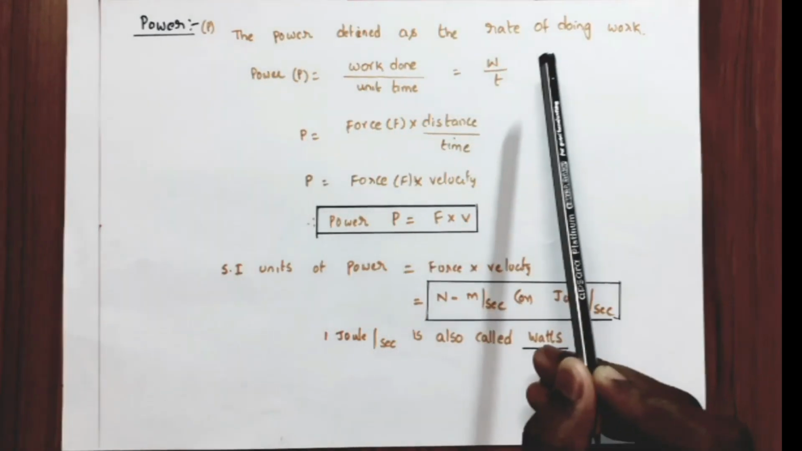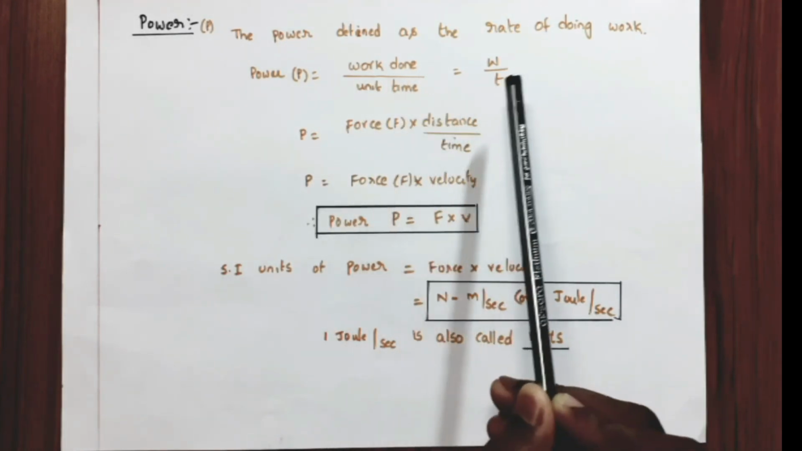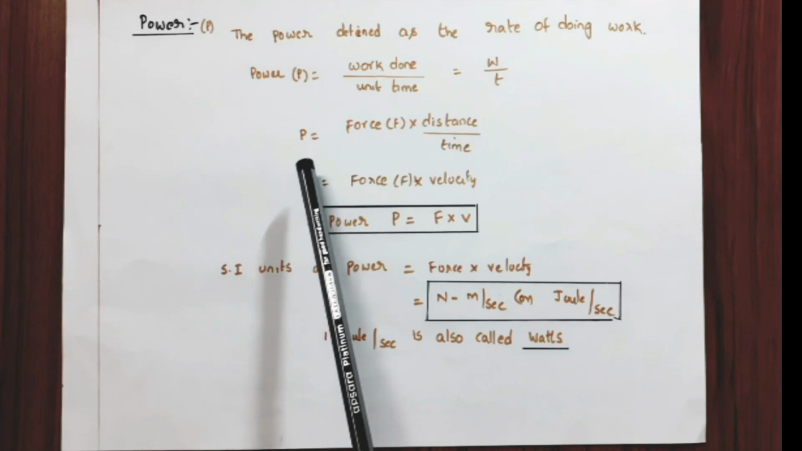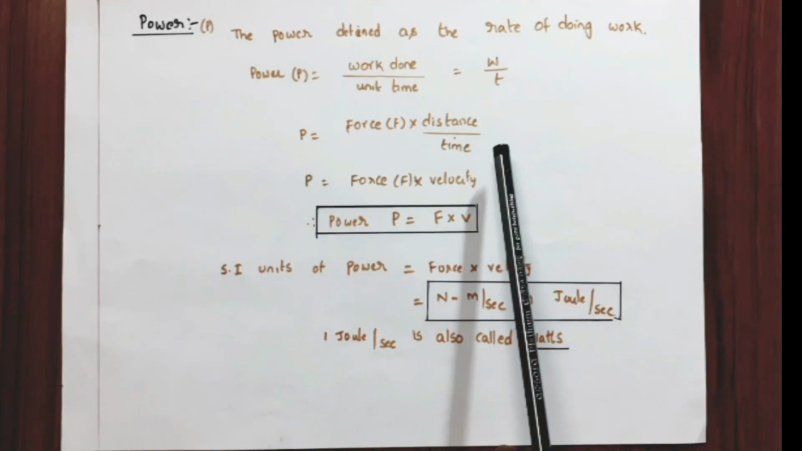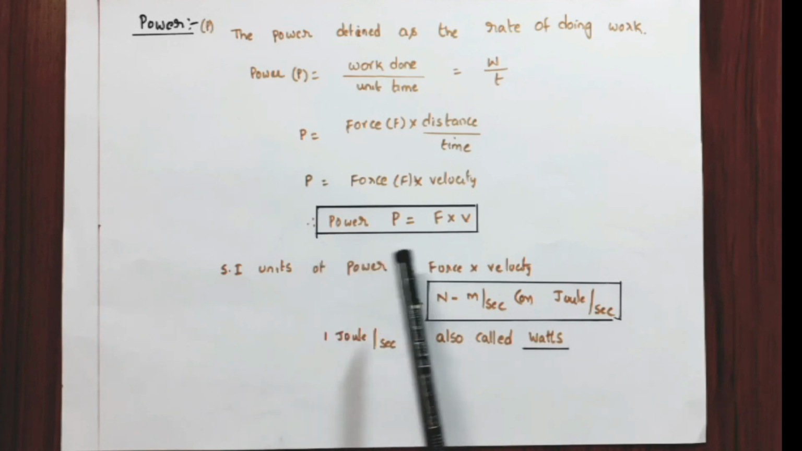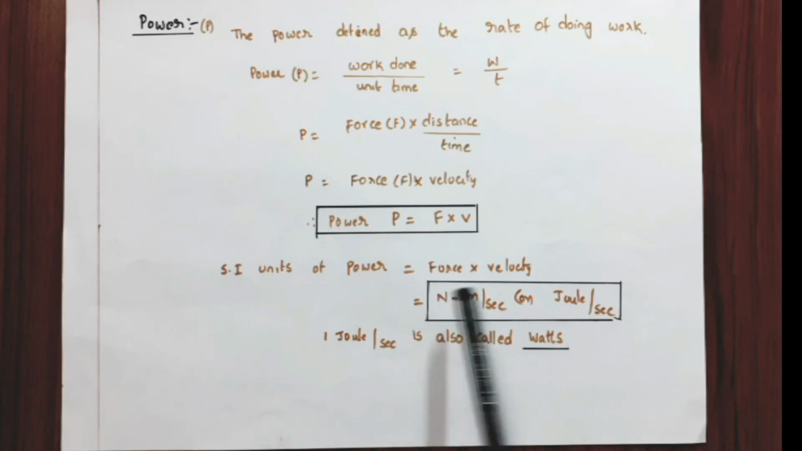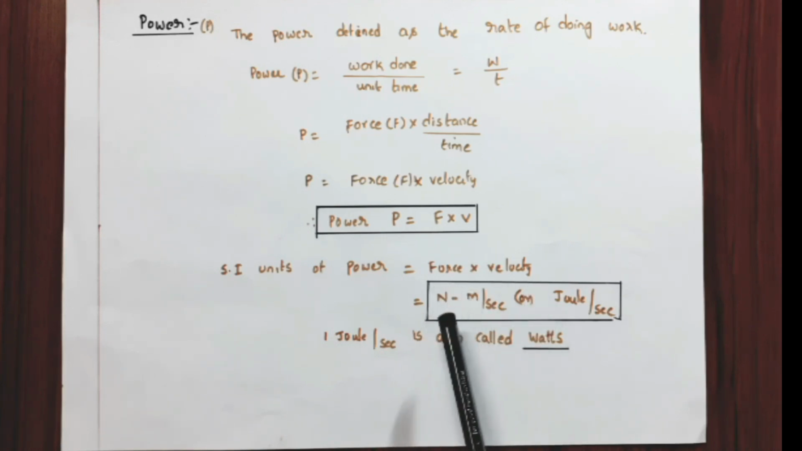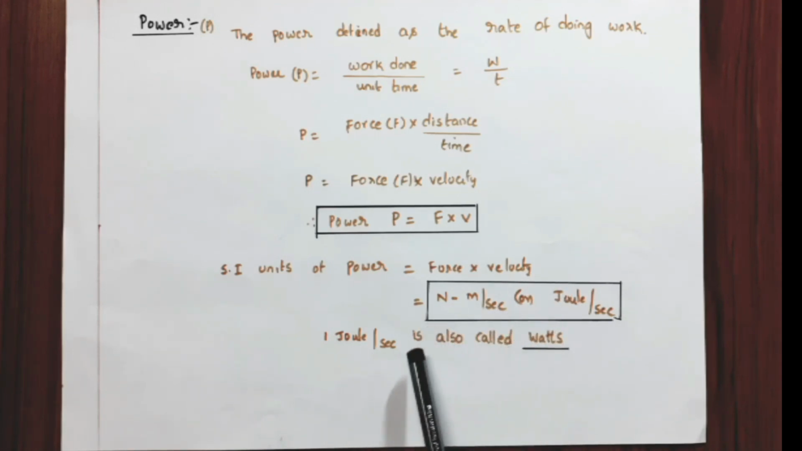Power is defined as the rate of doing work. So power equal to work done per unit time, that is W by T. What is the work done? Force into distance moved by the body, divided by time. So P equal to force F into velocity. Finally, power equal to force into velocity. Now units for power: force into velocity. What is the unit for force? Newtons. What is the unit for velocity? Meter per second. So Newton meter per second or joule per second. One joule per second is called a watt.